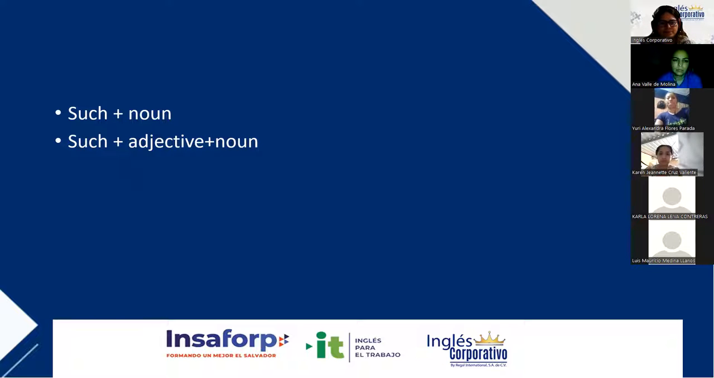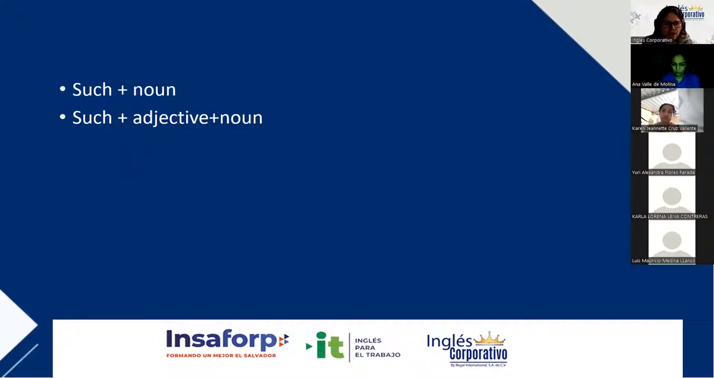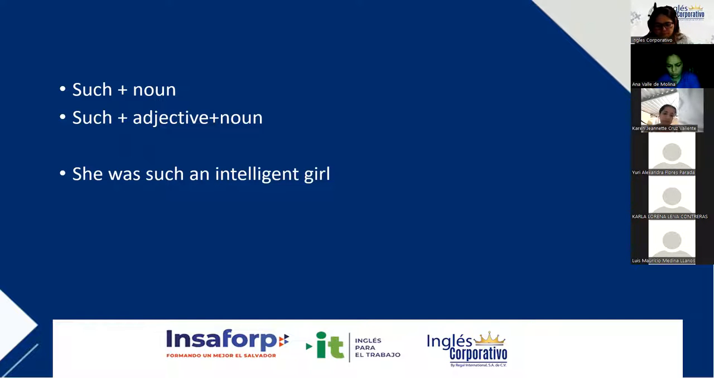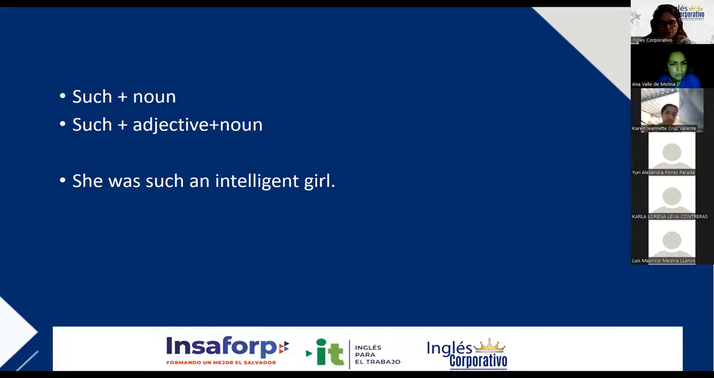Okay. There is a difference between when I use the adjective and when I use the noun. Let's see. Then you say, "she was such an intelligent girl." Yes, she was such an intelligent girl. What can you tell me about her? She was such an intelligent girl. So I can say "she was so intelligent," but also "she was such an intelligent girl."